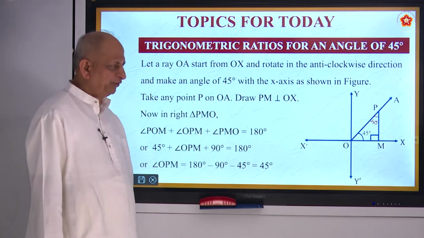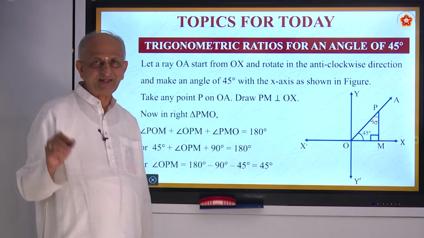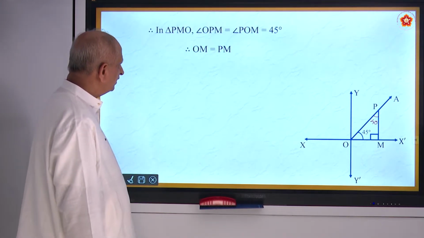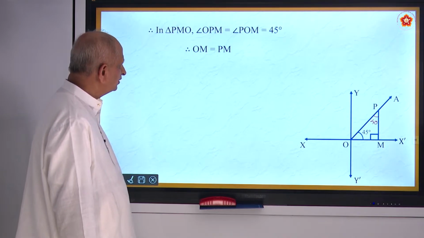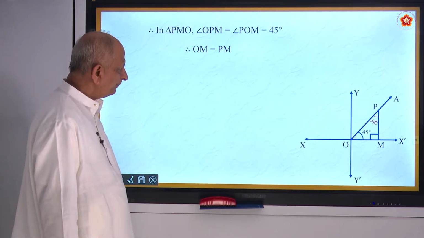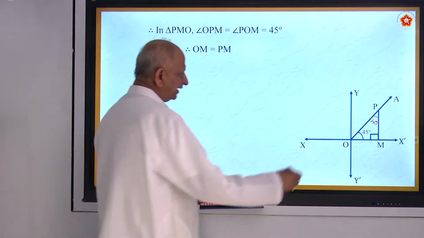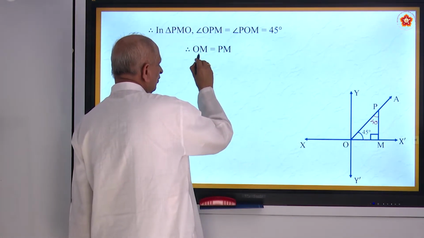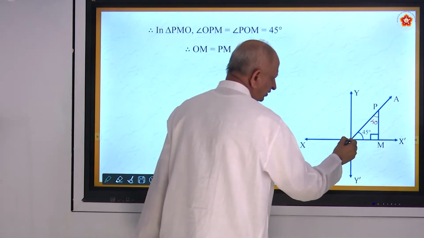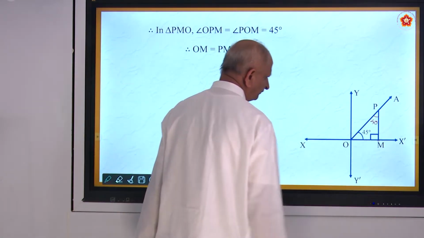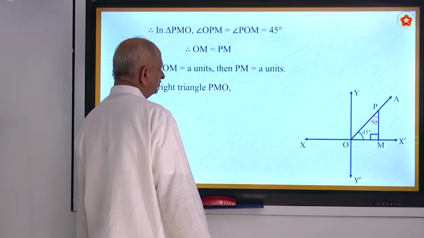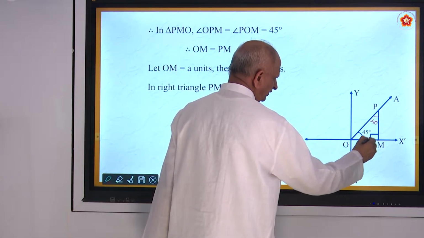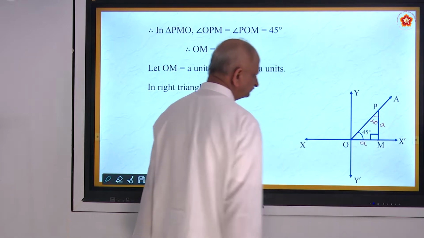Now what are you going to find out? Find out the sides now. Is it not? So then in triangle PMO, as the base angles are equal, this becomes an isosceles triangle. So you have OM is equal to PM. This is OM, this is PM. And suppose you call it A units, this as A, this also becomes A.